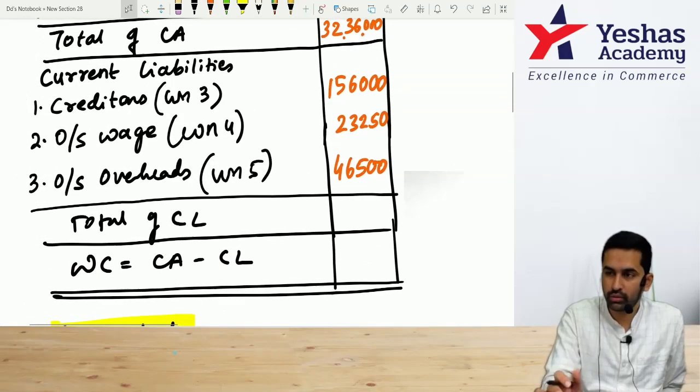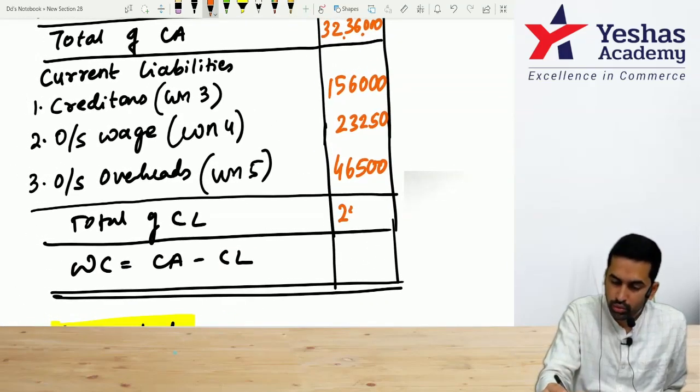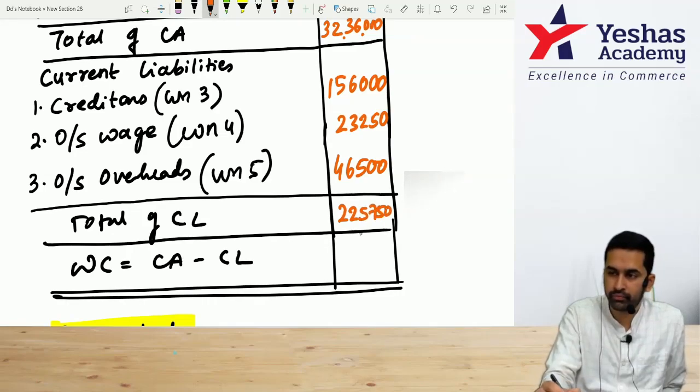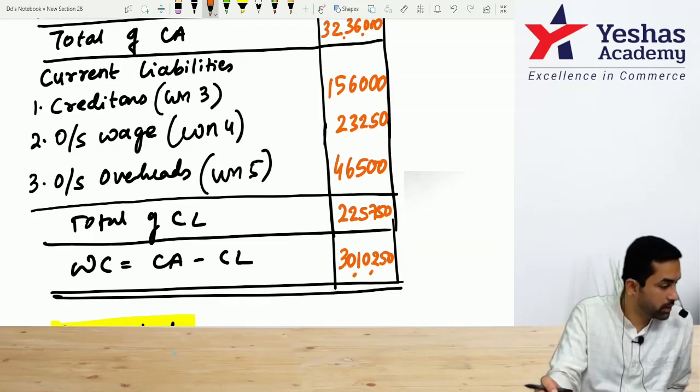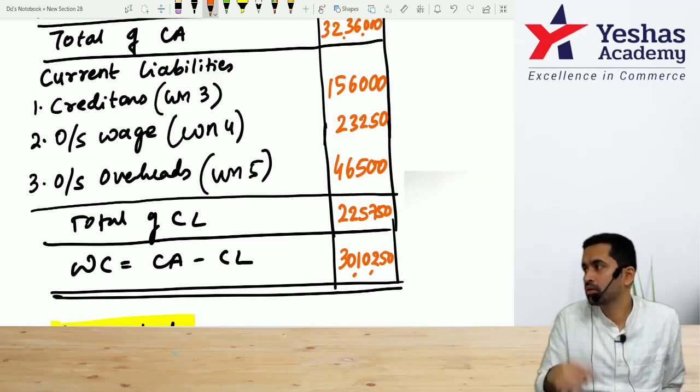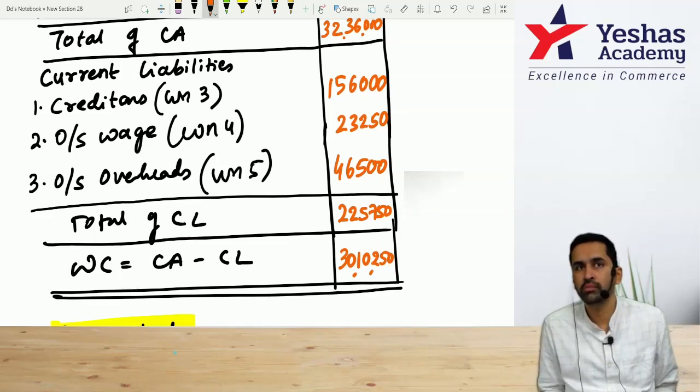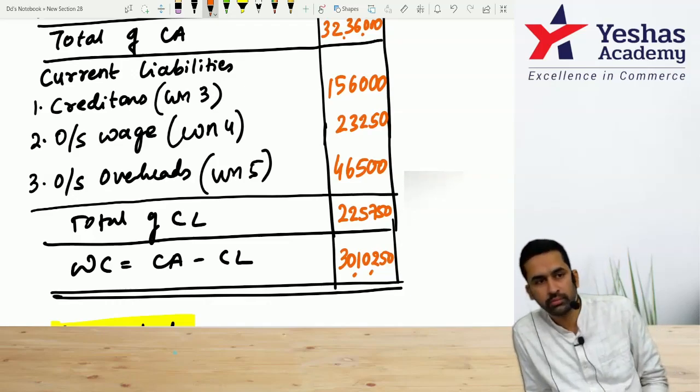Anybody? Current liability. Okay, and 301050. Any safety margin adjustment? No. Anything you have not understood, please ask. Doubt?